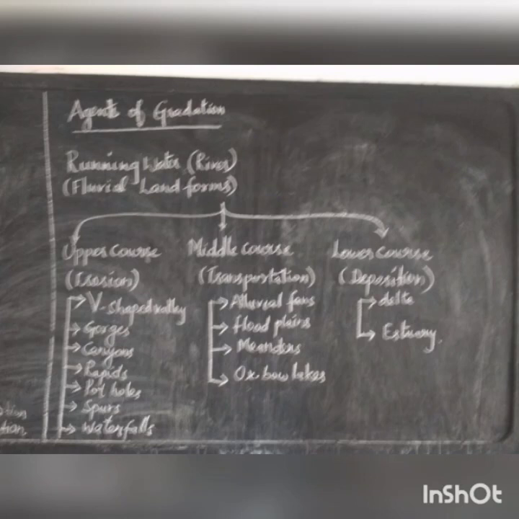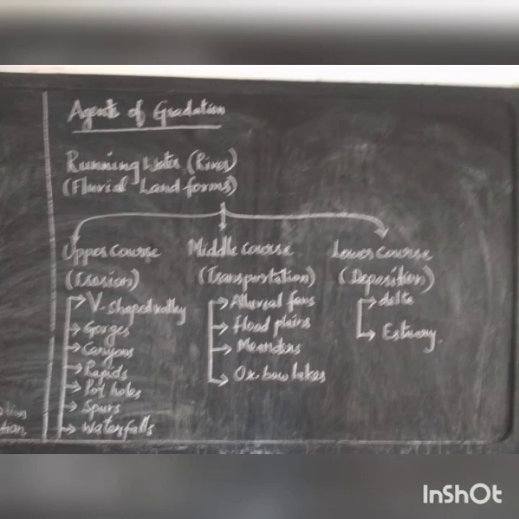Number 2, the middle course. The river enters the plain. In its middle course, the volume of water increases with the confluence of many tributaries, and thus the load of the river increases. Thus, the predominant action of the river is transportation. The river in the middle course develops some typical landforms like alluvial fans, floodplains, meanders, oxbow lakes, etc. Number 3, the lower course. The river moving downstream across a broad level plain is loaded with debris brought down from its upper and middle courses.